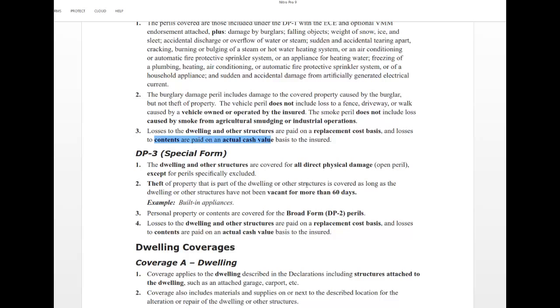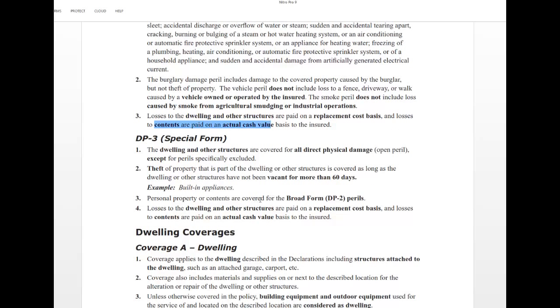And the theft of the dwelling is covered as long as the dwelling structure has not been vacant again 60 days. Personal property is covered like broad form, DP2, that is, with the replacement value, and losses to the content, so not the structure, are paid on an actual value basis.